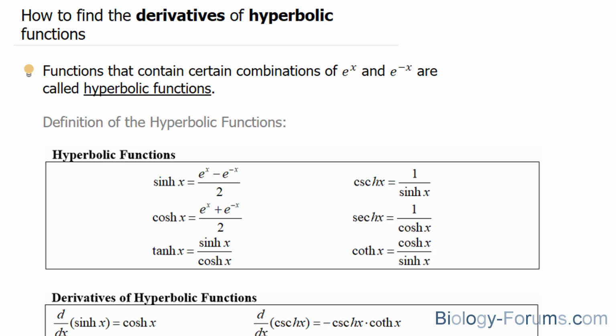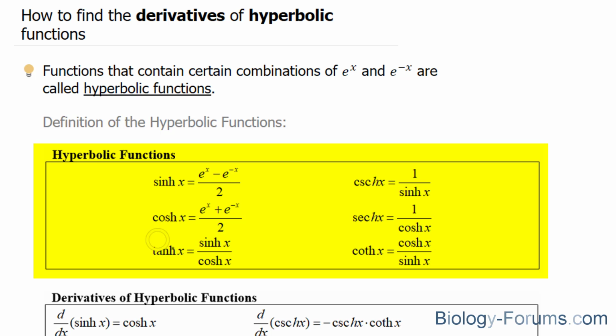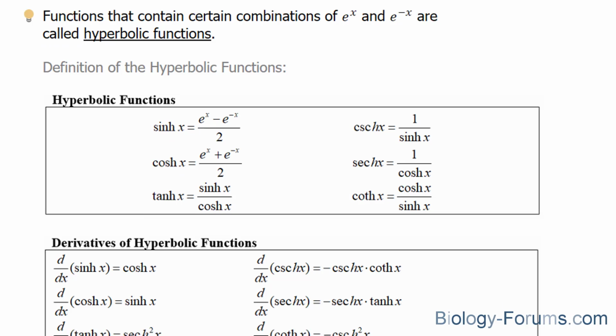In this demonstration, I'll show you how to find the derivatives of hyperbolic functions. Functions that contain certain combinations of e to the power of x and e to the power of negative x are called hyperbolic functions, and the definitions of each are shown below. In this demonstration, I'll show you two examples on how to derive such functions.